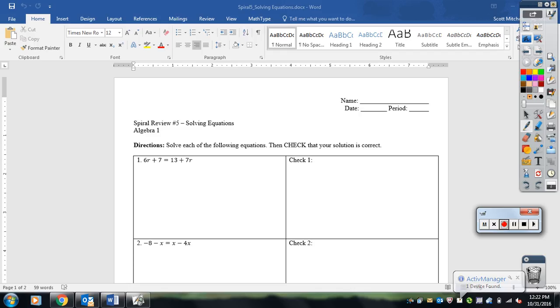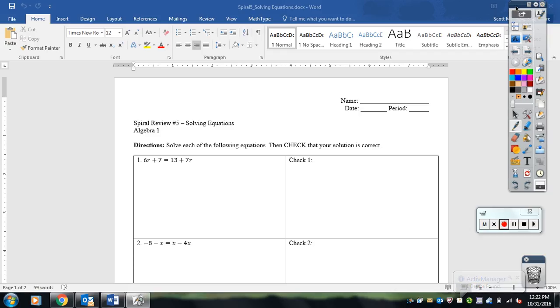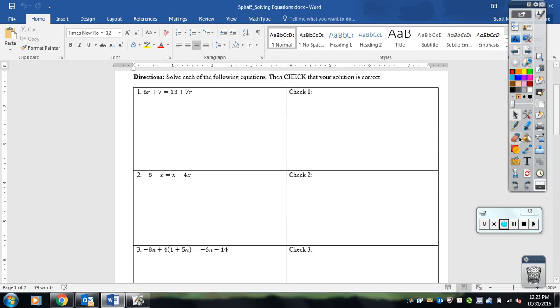This is the answer key to the spiral on solving equations. I'll probably check the first one, but after that I'm not going to check. In terms of the check, that's just your way of determining if it's correct or not. So I'm not going to go over that. That would be your responsibility, and I would certainly suggest you doing that when you take your actual spiral. Let me just go through these and actually solve them.